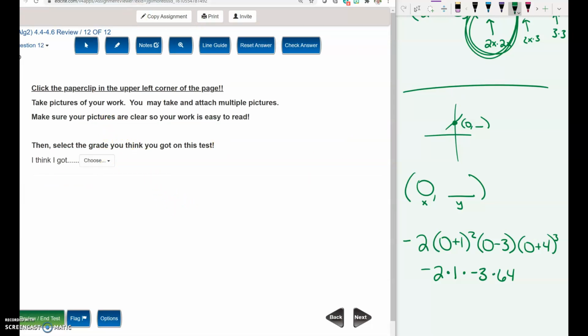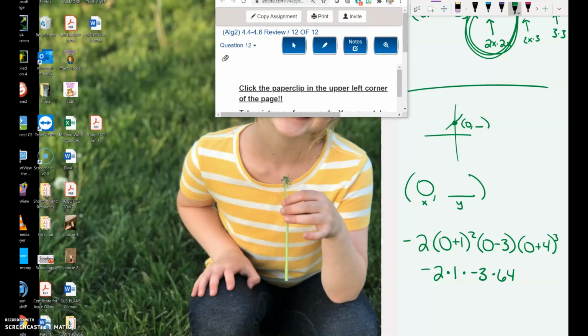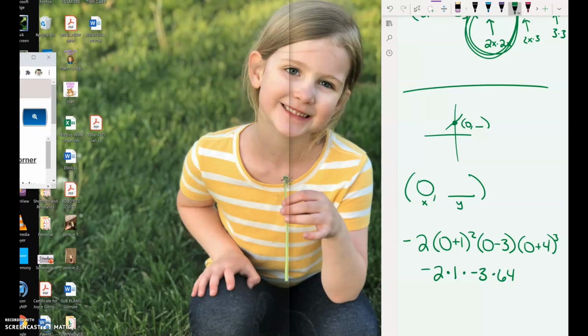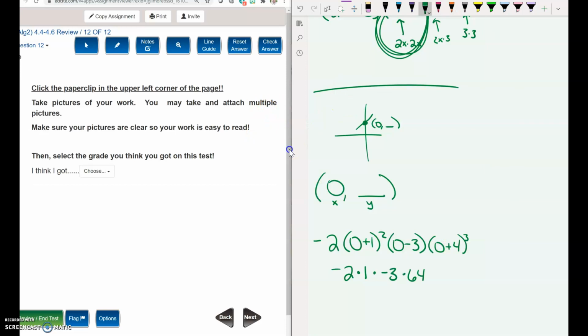Actually, this is kind of not showing very well. Oops. Let me just do it like, no, that's not what I wanted. Oh my goodness.